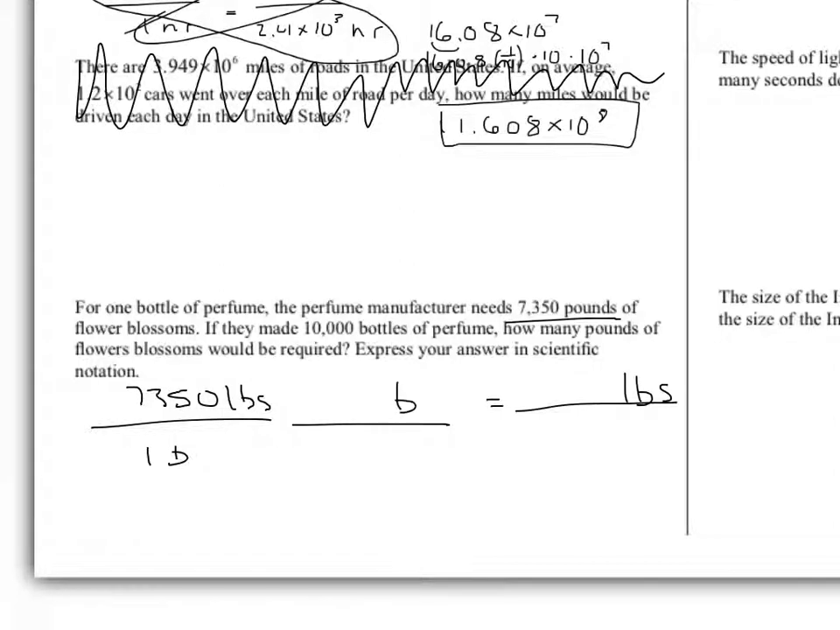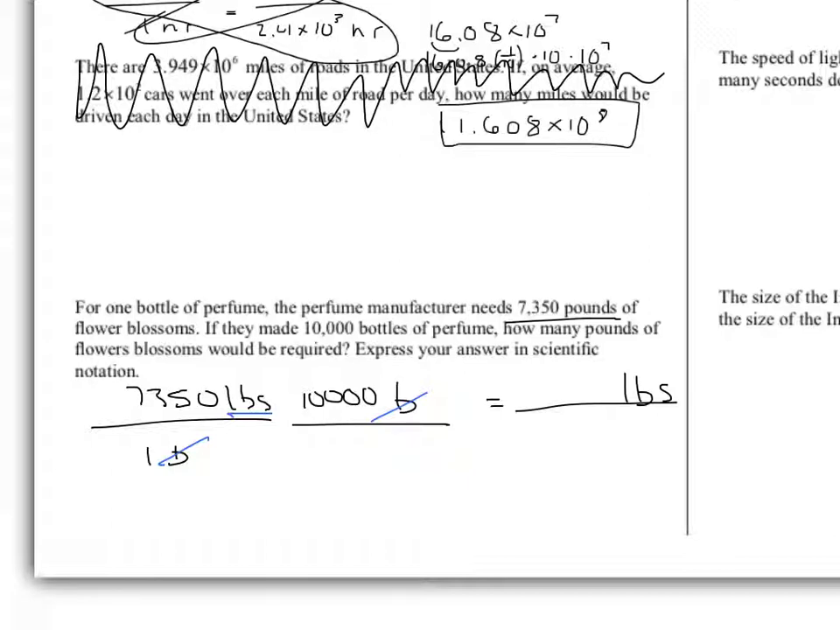I know that I need my bottles to cancel out, so I need to find out how many bottles. Well, it tells me that there are 10,000 bottles. My units cancel out correctly. That's my unit analysis that proves that this is multiplication. So now that I see this is a multiplication, I just need to multiply these two numbers together.